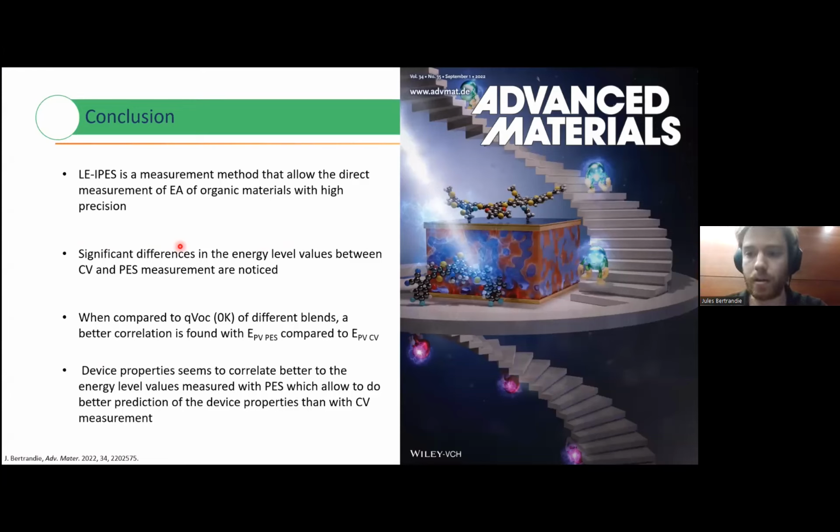So to conclude this talk, we used the low energy IPS, which is a direct measurement of the organic material, and we see significant differences between the energetics that we measure with PES and cyclic voltammetry. And when we compare those values to the device property, we can see that with the PES, we are able to correlate to the device property, which is not the case for the CV.